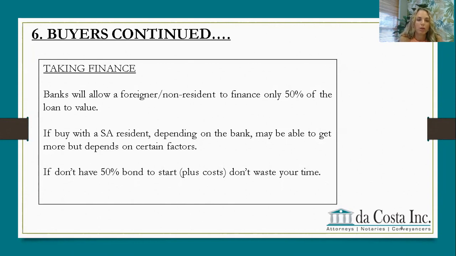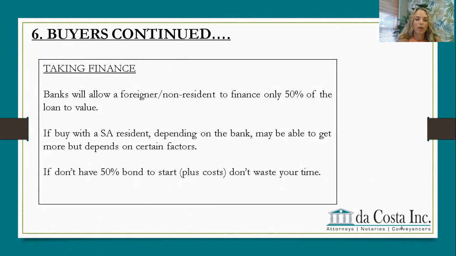Okay. Taking finance. Banks will allow foreigners or non-residents to finance only 50% of the loan to value. So that's quite important. If you start dealing with people that are completely out of the country, don't have spouses that are here or whatever, they will only be able to get 50%. Don't forget to quote them on their costs for the bond and the transfer, and only if they have enough money, then should you proceed with them.